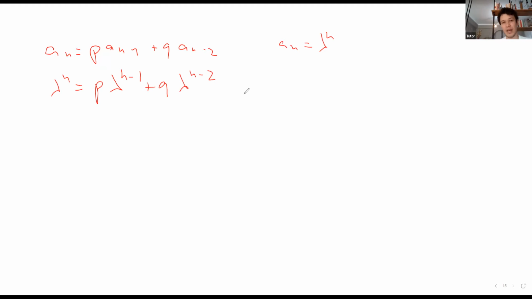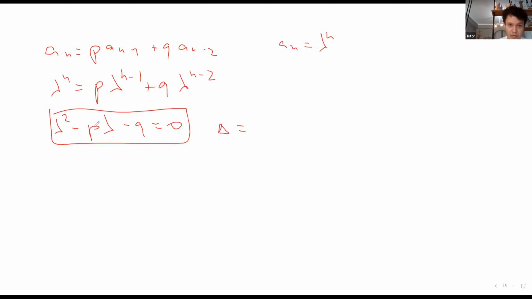So if I were to simplify this, I would get lambda squared minus p lambda minus q equals 0. So now what does it mean? If I were to compute delta in here, what is delta? Well, delta is going to be b squared minus 4ac. So it's going to be p squared plus 4q. If I were to be in the case where delta is equal to 0, then there needs to be a relationship between p and q. So the relationship is that p squared plus 4q is equal to 0.